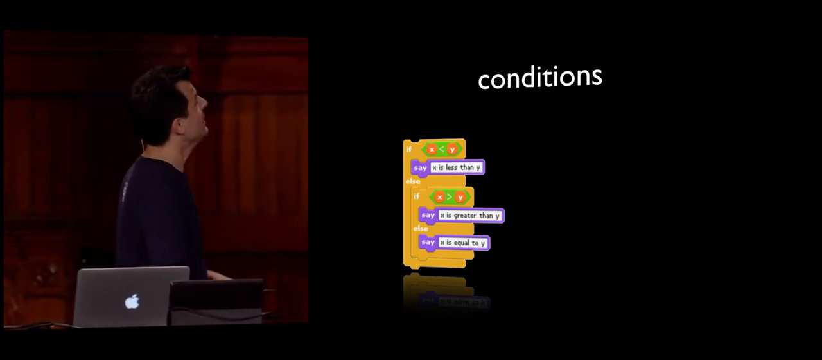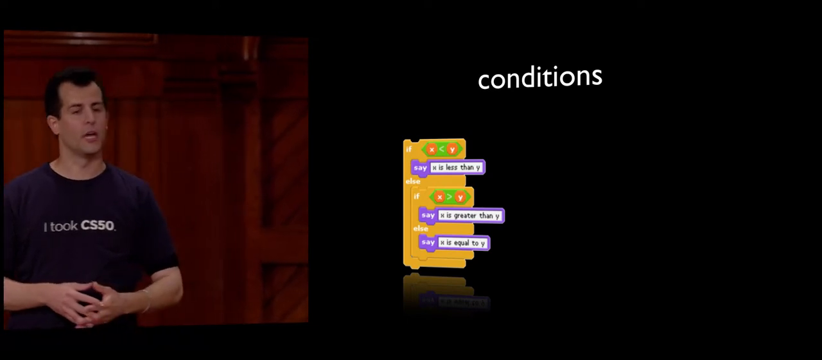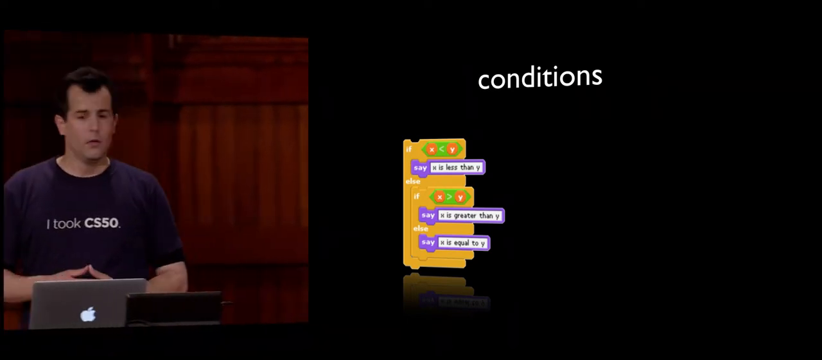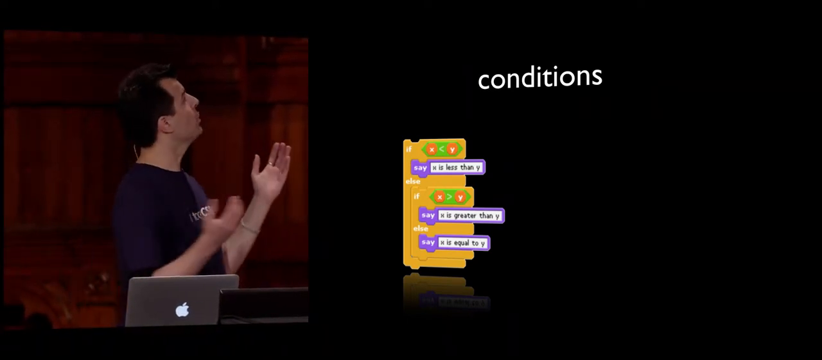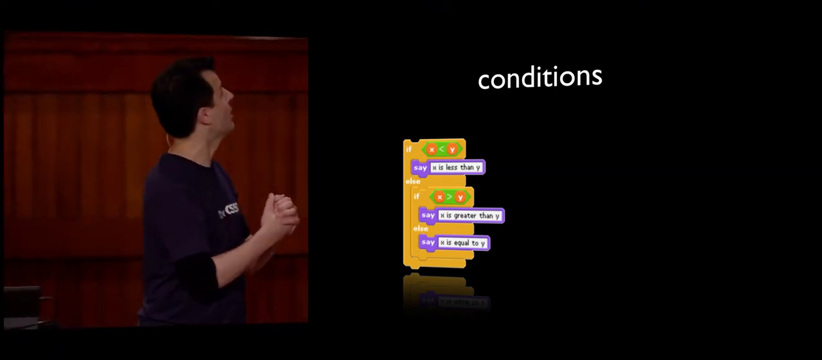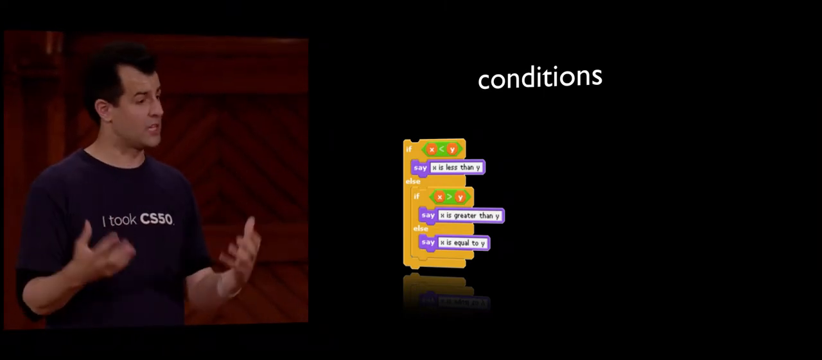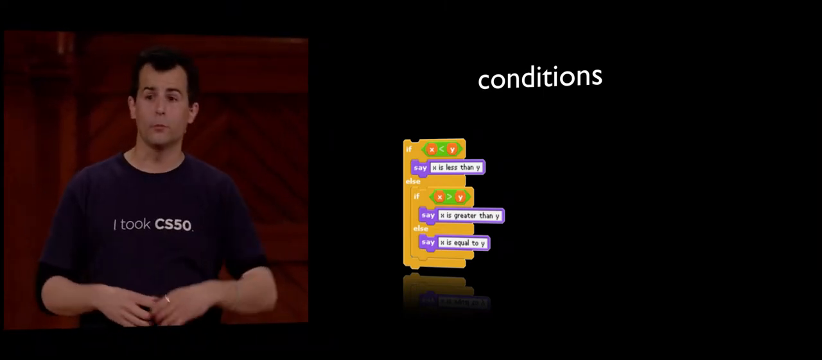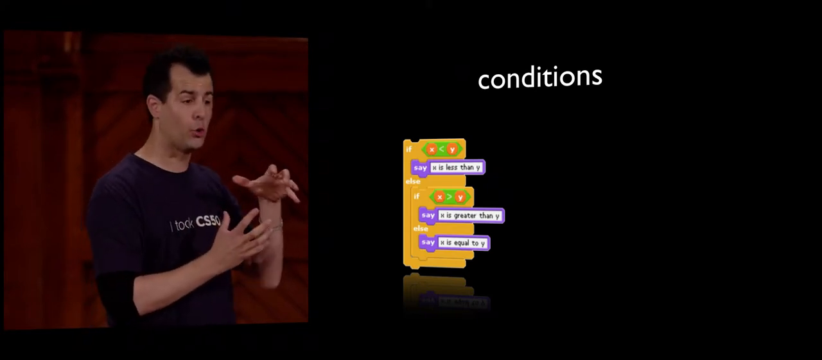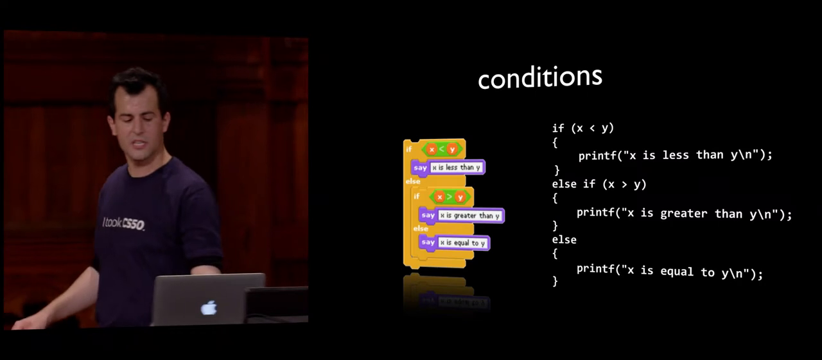How about conditions? In a nutshell, in English, what does this chunk of Scratch code do, would you say? Compares two numbers, and if x is less than y, it says as much. If x is greater than y, it says as much. Else, if x is equal to y, it says as much. Now, where did x and y come from? Who knows? This chunk of Scratch code is out of context, but what we want to do now is translate this for just a moment to see.